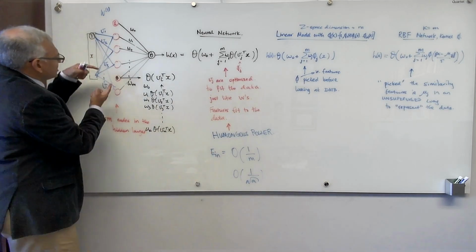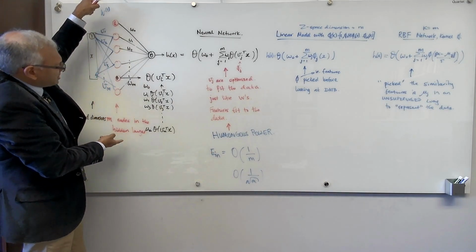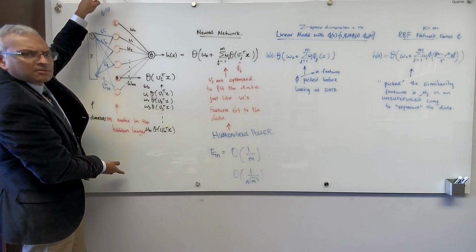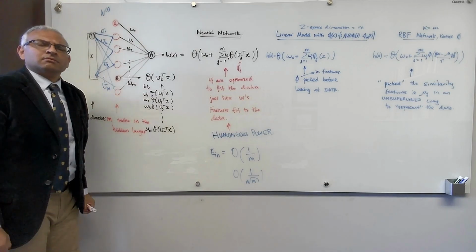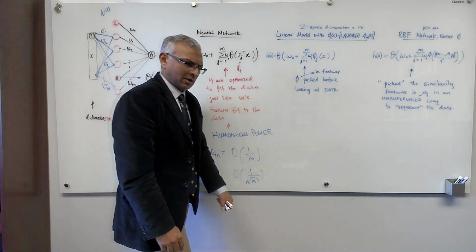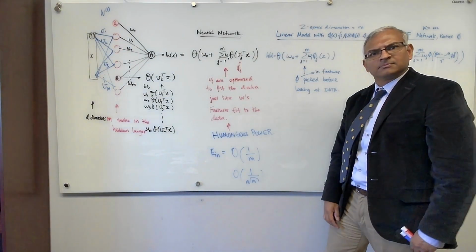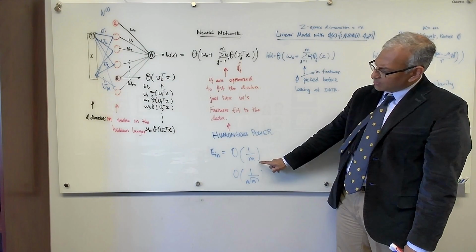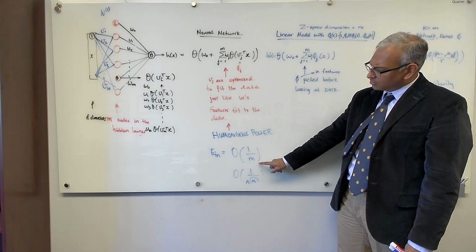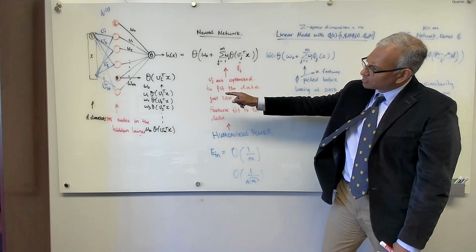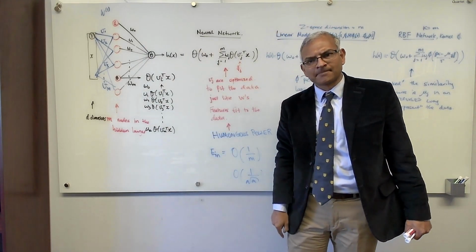What it's saying is that if you allow me to increase my number of hidden units, I will fit the data. And the rate at which my in-sample error is going to 0 can be quantified in terms of the power you give me.